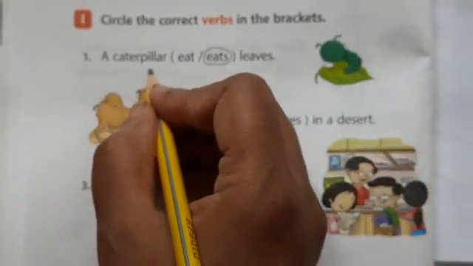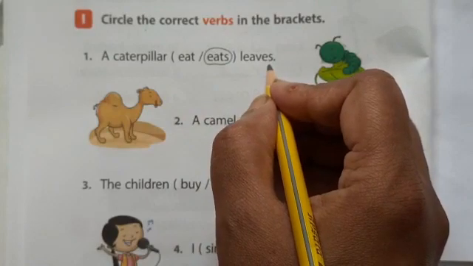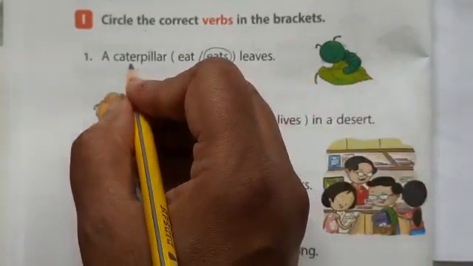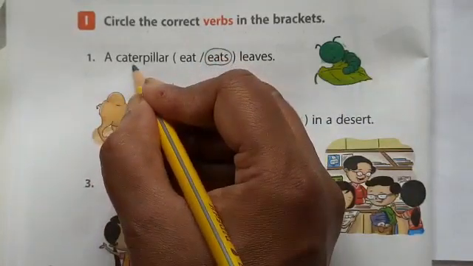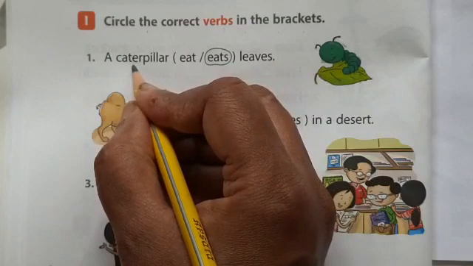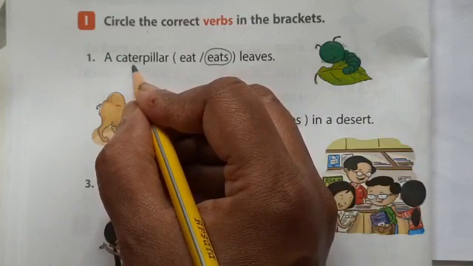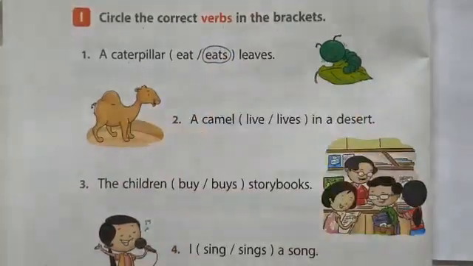A caterpillar eats leaves. So the correct verb, I'm talking about a single caterpillar. Generally, when we are talking about a single caterpillar, we use the singular form of the verb. That is, one form of verbs. That's why we have circled the word eats over here.